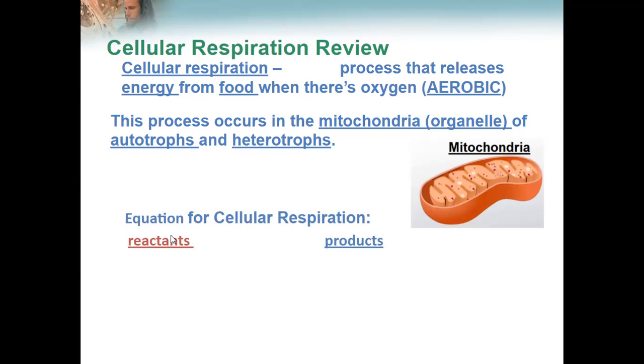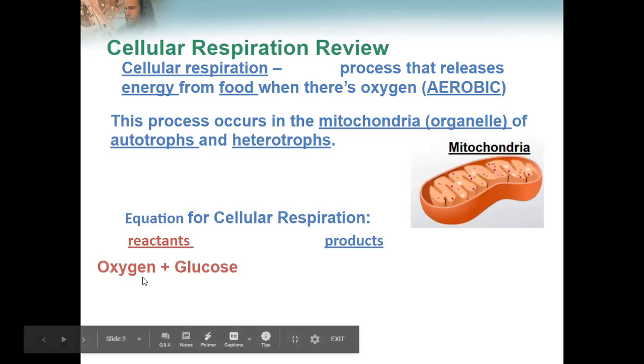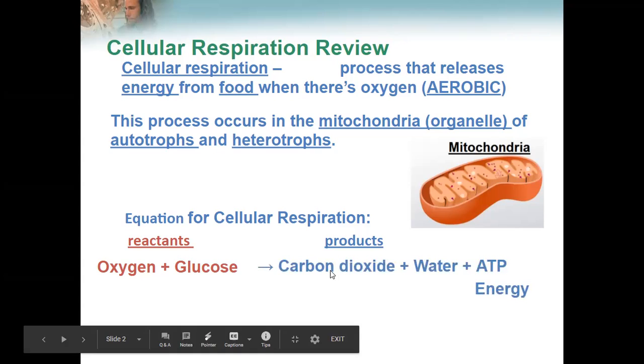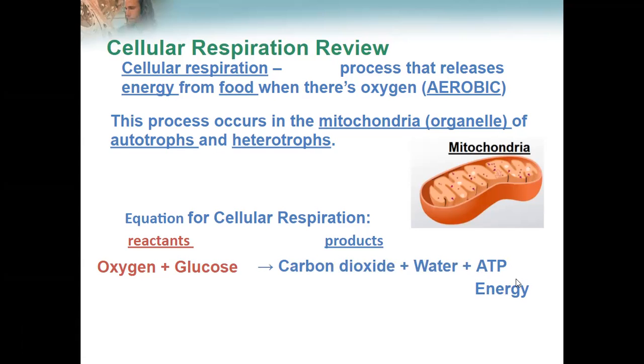Now here's the equation for cellular respiration. Remember, reactants are what's needed. Well, we need oxygen because it's an aerobic process, and we also need our food, which comes in the form of glucose, a type of sugar. When we put these two things together, we're going to release carbon dioxide, water, and this type of energy called ATP, which our cells use in order to do any process. Cells use ATP to communicate to other cells, to make things, to break things down. Whatever they need to do, they need ATP energy.